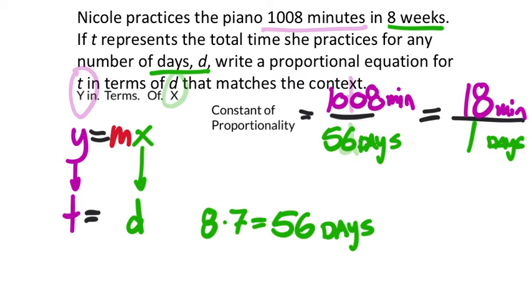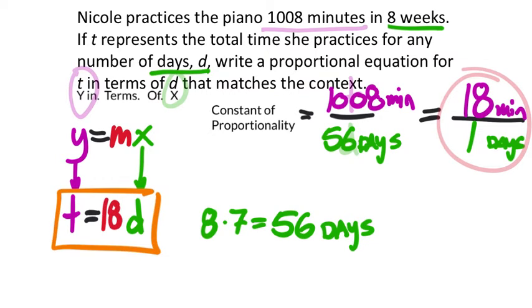Okay, so that is our unit rate, which is the constant of proportionality. I do not need to show that as a fraction like we are right here. All I'm going to do is put in 18, and that's it. That's the equation that we want.